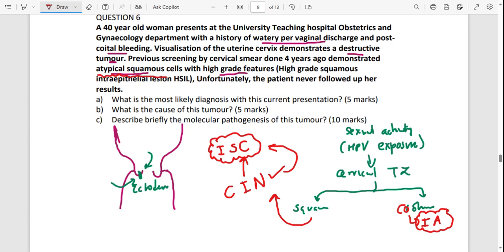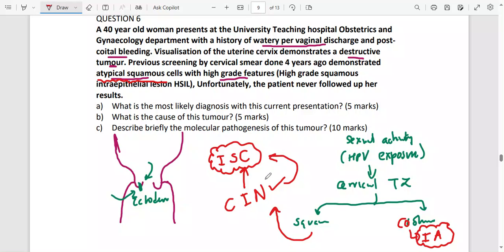Okay. So real quick, what we are saying is this: someone starts first with the cervical intraepithelial lesion or neoplasm, and that can lead to the cancer. Specifically, what type of cancer is it? The ISC. So you have the invasive squamous cell carcinoma because it's coming from squamous cells. The one that is coming from columnar cells is going to be invasive adenocarcinoma.